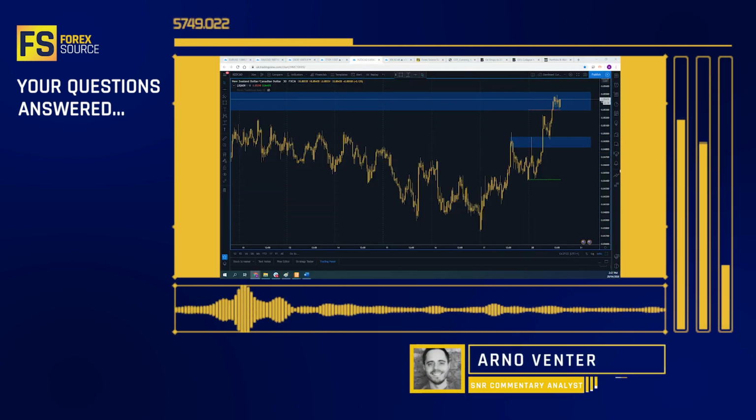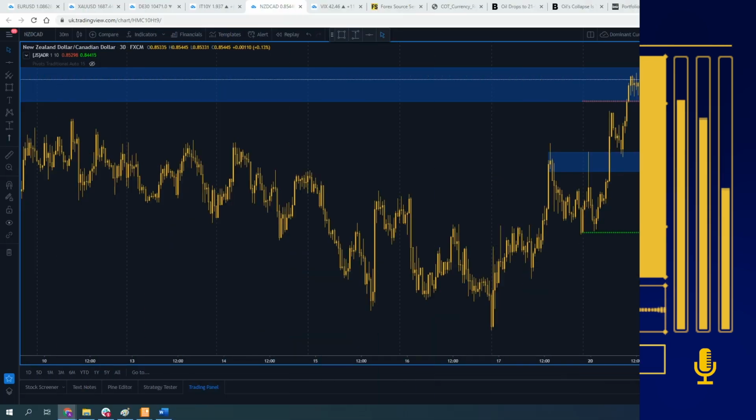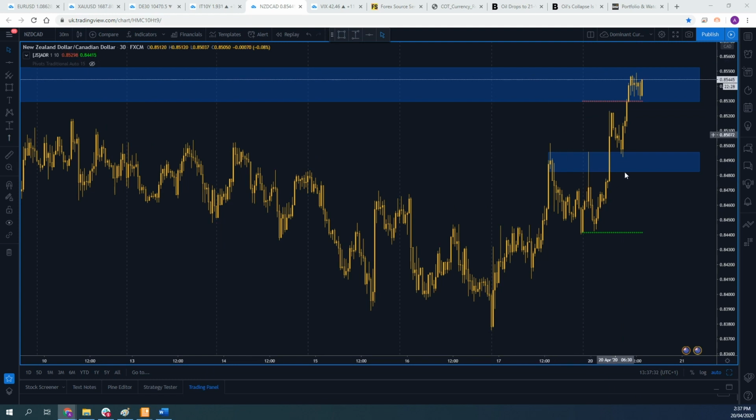So we've got a quick question from somebody asking about the ADR. How do we use the ADR for finding potential support and resistance zones? As sometimes it might seem that the zones are a little bit too wide in terms of support and resistance.